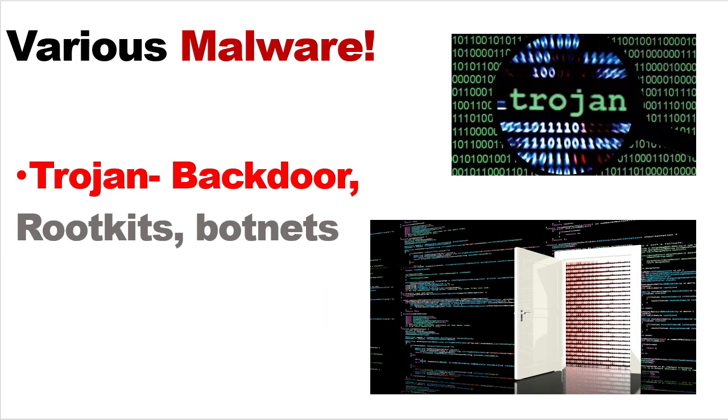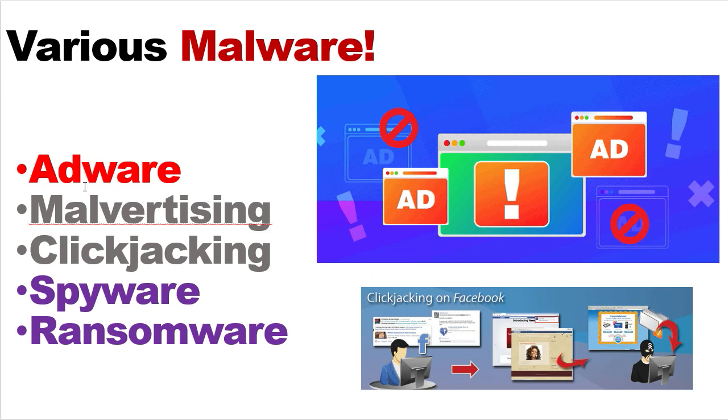So next one, adware. Adware, malvertising and click jacking, spyware, ransomware. These are other types, I mean different forms of malware applications. Adware is a type of malicious code or program that can be used to track the user's web activity.